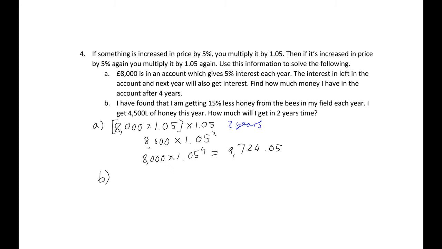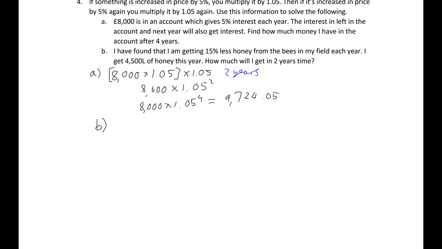Part B. Right, I have some bees, and I'm noticing that I'm getting less honey from my bees each year. I'm actually getting 15% less honey. Right? 1 year I get 4,500 litres of honey. I got quite a lot of bees. And I want to know, how much am I going to have in 2 years after this?